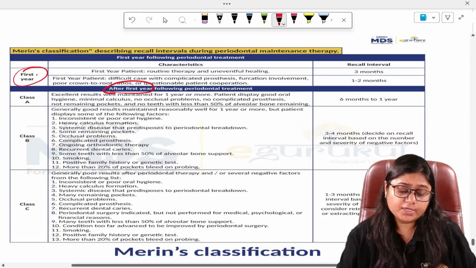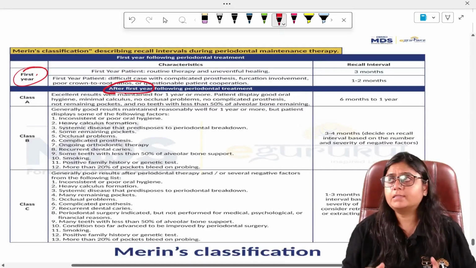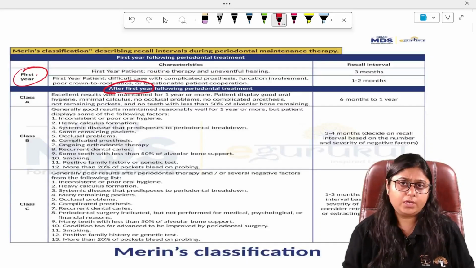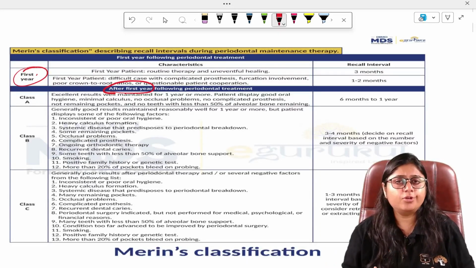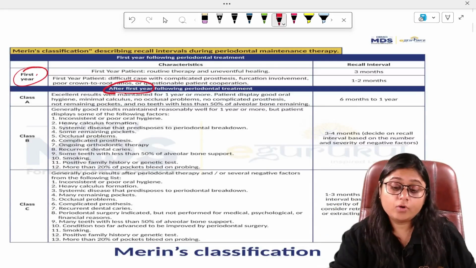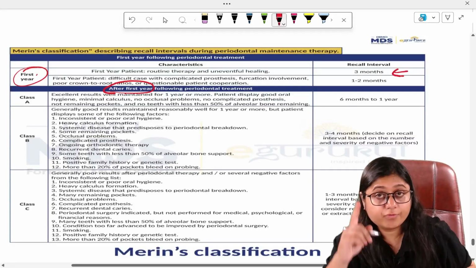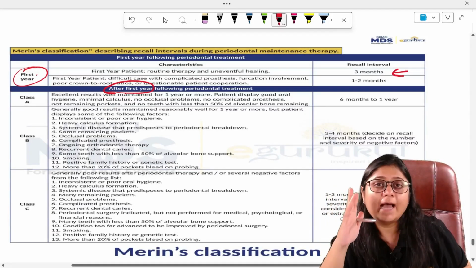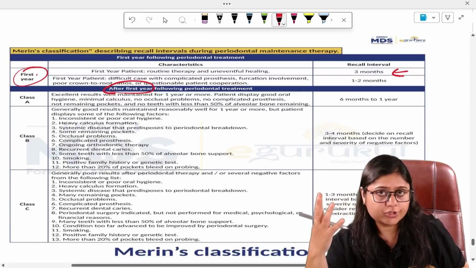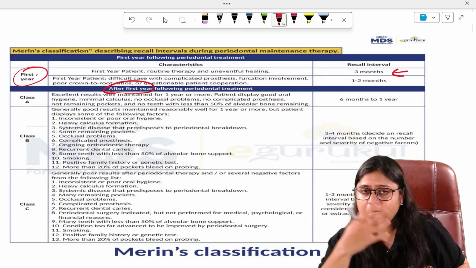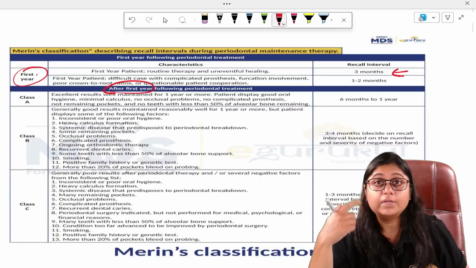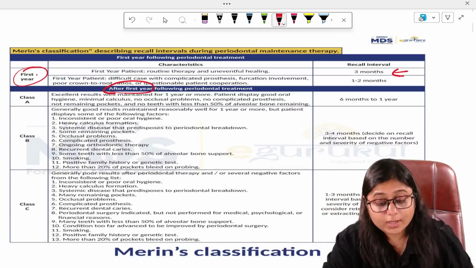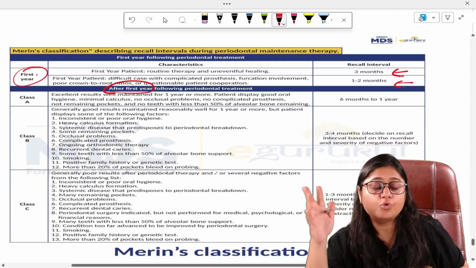Okay, so for the first year, if a patient has good oral hygiene, has uneventful healing, and the patient is very well motivated and coming for regular dental checkups, then you can recall that patient every 3 months for the first year. But if a patient has a complicated case, if periodontal surgeries are performed and the patient has multiple root canals, multiple prostheses, and you know the patient needs continuous motivation, then you have to recall the patient for the first year at every 1 to 2 months.